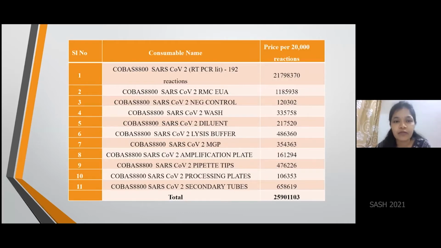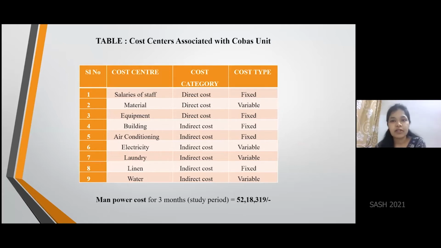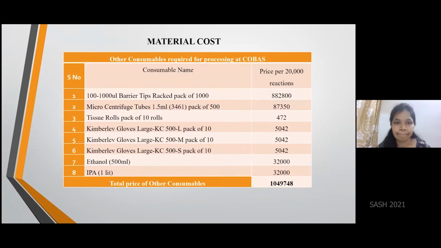This is the total cost of the equipment of Cobas 8800 SARS-CoV-2, which comes out to be 2 crores 59 lakhs 1,103. Coming to the cost centers of the Cobas unit, the salaries of the staff are calculated as a direct cost, which is of fixed type, and material and equipment also come under the direct cost. Building, air conditioning and electricity, laundry, linen and water, everything comes under the indirect cost. The total manpower cost calculated for the study period of 3 months was 52 lakhs 18,319. The total price of the consumables used in the assay procedure comes out to be 10 lakhs 49,748.